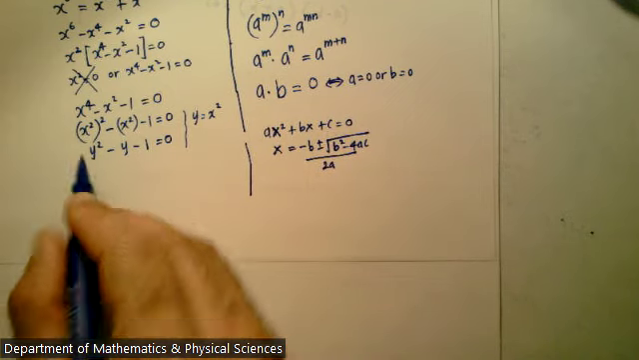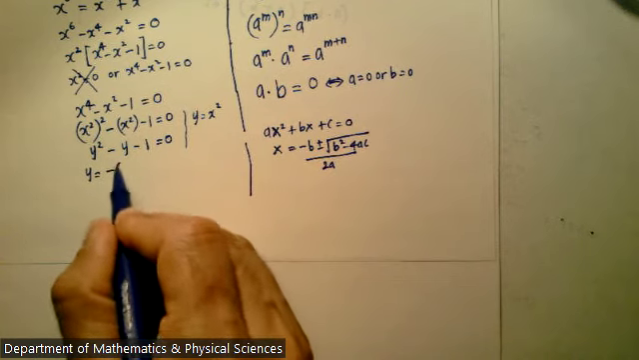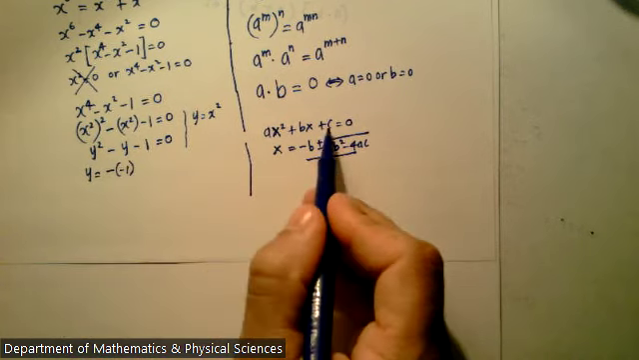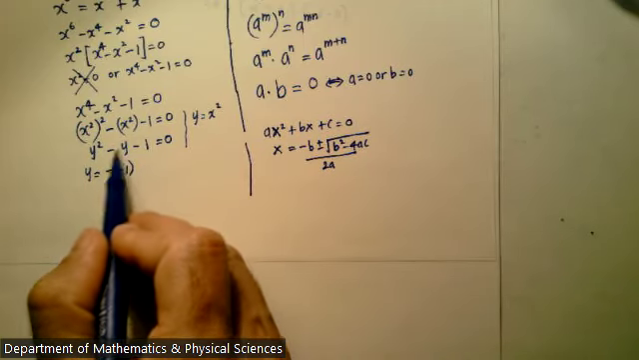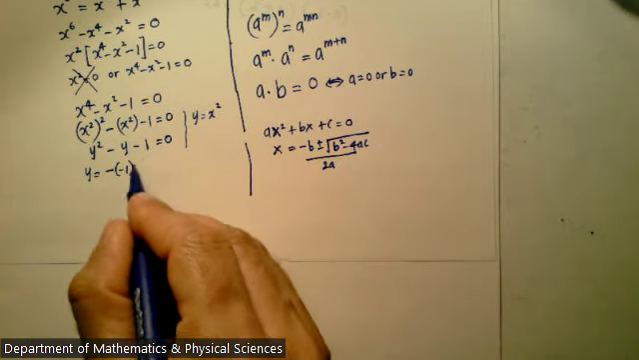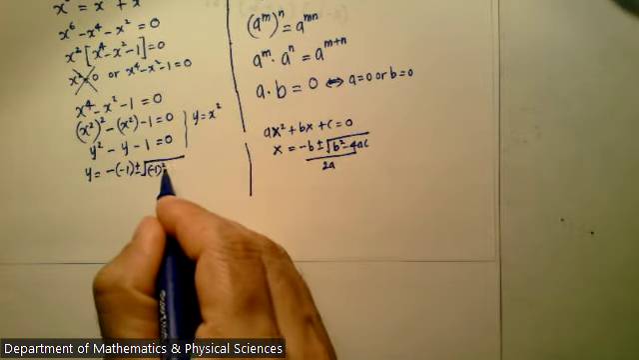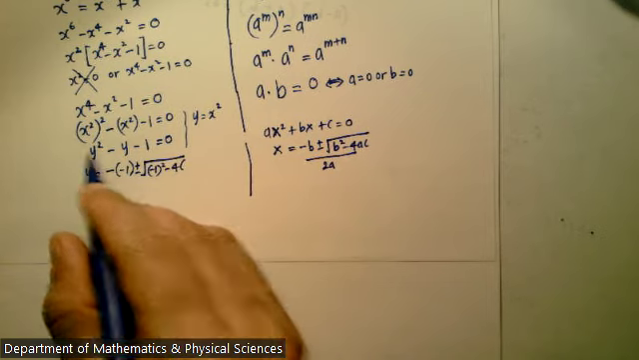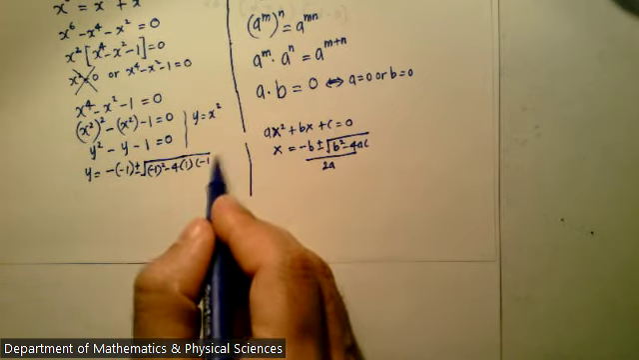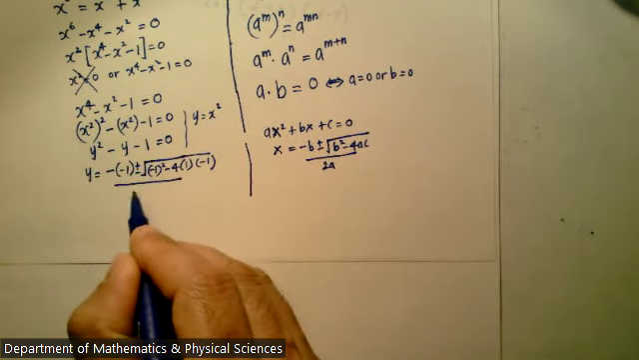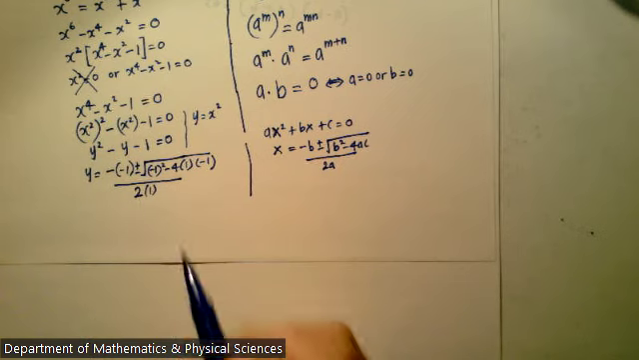So applying the same thing here, y will be equal to negative b. Comparing with that form, the coefficient of the x to the power 1 term, here the coefficient of the y to the power 1 term, is negative 1. So that's b, plus or minus square root of b squared, which will be negative 1 squared, minus 4 times the value of a, which is 1, and the value of c, which is negative 1. Divide everything by 2 times the value of a, which is 1 as well.